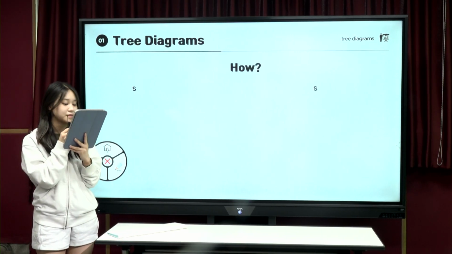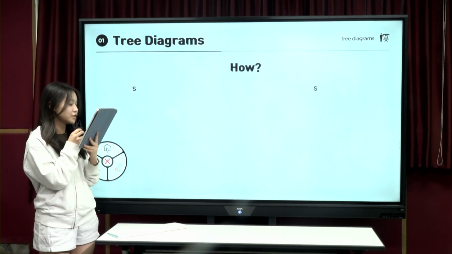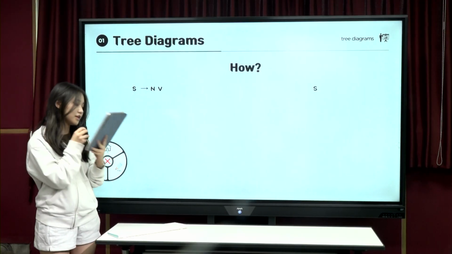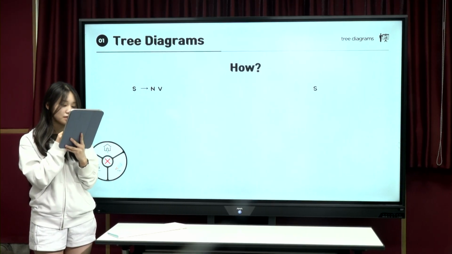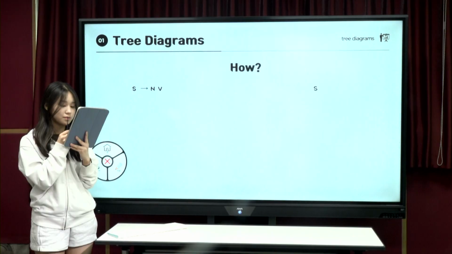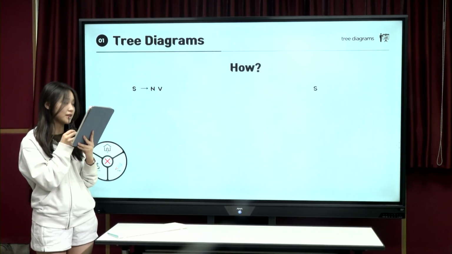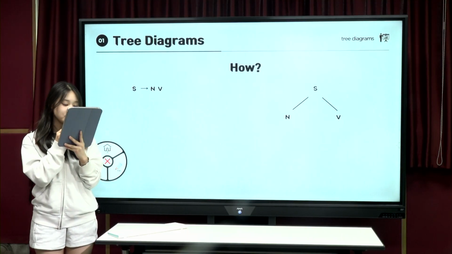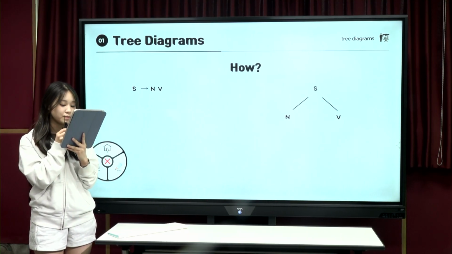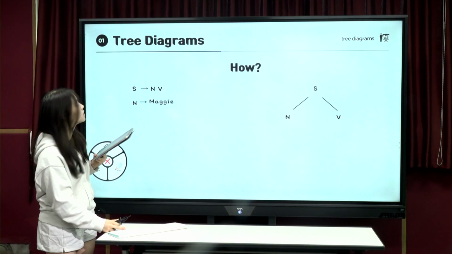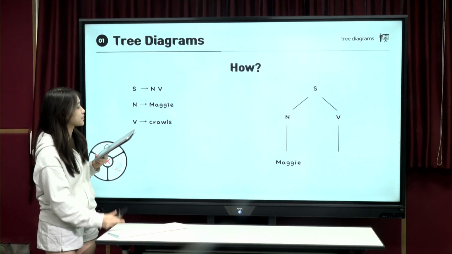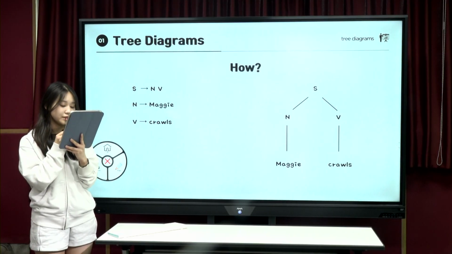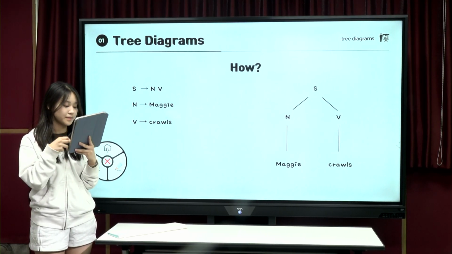First, write down the symbol S, and then pick any rule that can be used to rewrite S. Like this, and then write the symbols that appear on the right-hand side of the rule beneath S and connect them to S by lines. Like this, and then repeat the procedure with the symbols that now appear beneath S. And then continue this way until no more symbols can be added.